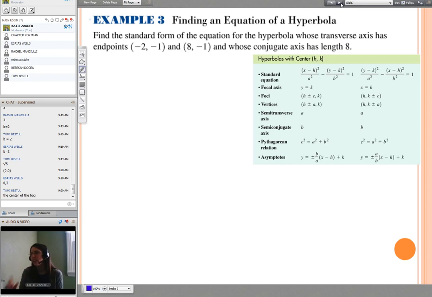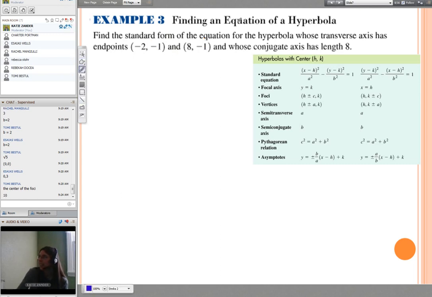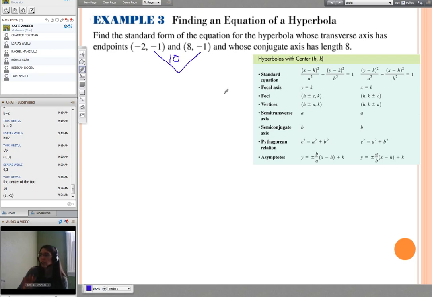So let's find the length of the transverse axis. What is the length from (-2, -1) to (8, -1)? That's 10. All right, where is the center? If that has a length of 10, the center is exactly 5 spaces from either one. So what is the center point going to be? You'd have to add 5 to the -2 or subtract 5 from the 8. Either way you look at it, it puts you at (3, -1).